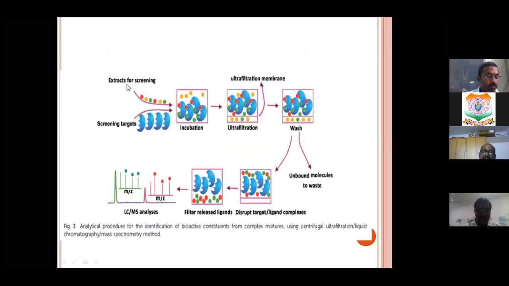Same here also, extract for screening, and these are the screening targets, and they are incubating and ultrafiltering, and the compounds are binding to the targets, and wash. After that, unbound molecules go to waste, and bound molecules will stick onto this, and the filters will release the ligand, and these are the two ligands isolated from the particular plant extract. This is the basic principle involved in ultrafiltration technology.